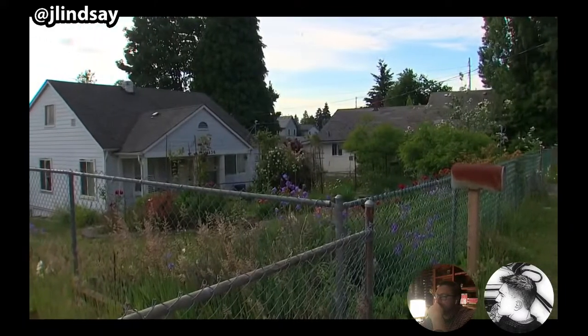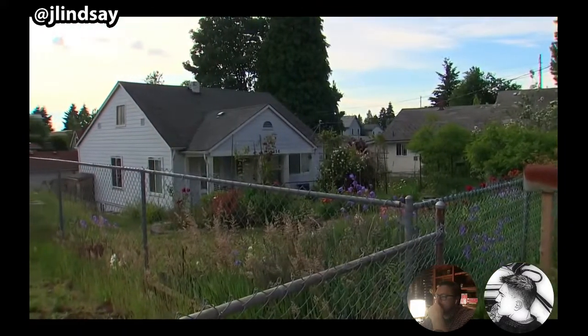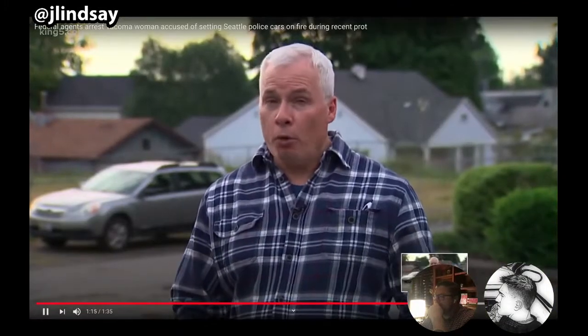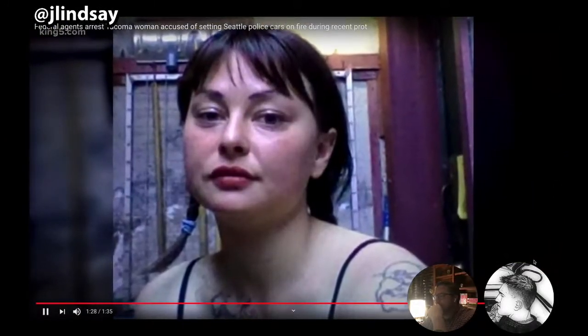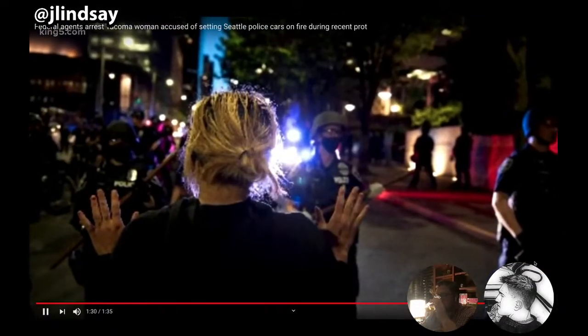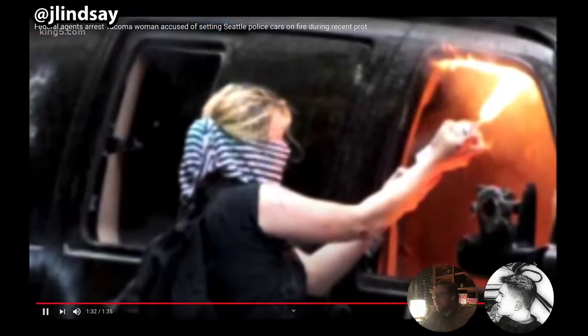Agents learned she now lives in the G Street home in Tacoma and ID'd her as their suspect. The house is being rented by a woman who's only been there a short time, staying with her for a while. The feds don't believe Channon is part of any extremist group, that she came to Seattle and joined the protests, acting on her own. In Tacoma, Chris Ingalls, King 5 News.